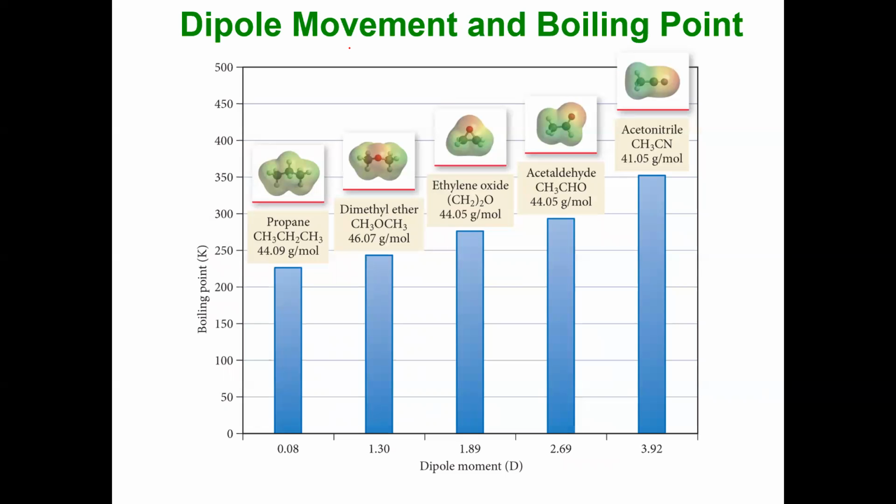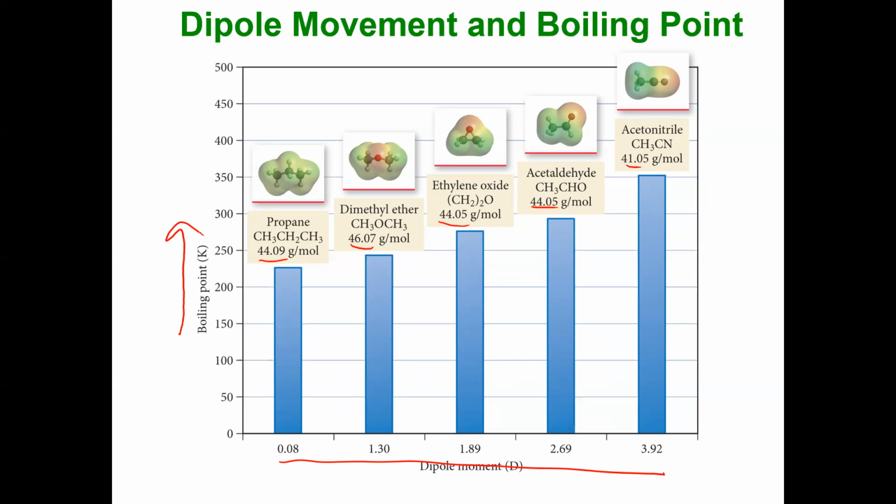Now we can see the same effects that we saw with London dispersion forces and shapes, right? With dipole-dipole. Okay, so this diagram is excellent because what it's showing me is I have roughly 44 grams per mole in all of these, but the dipole moment, or we can think of it as the difference in electronegativity or the polarity of the molecule, or basically how polar or polarizable the electron cloud is, is going to affect the boiling point.